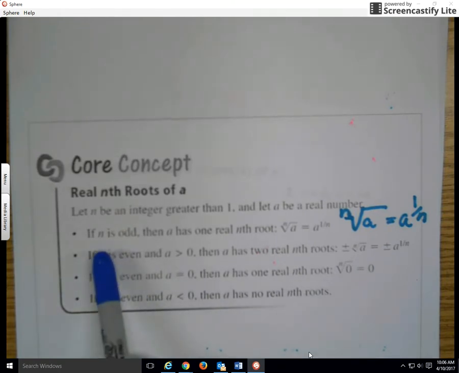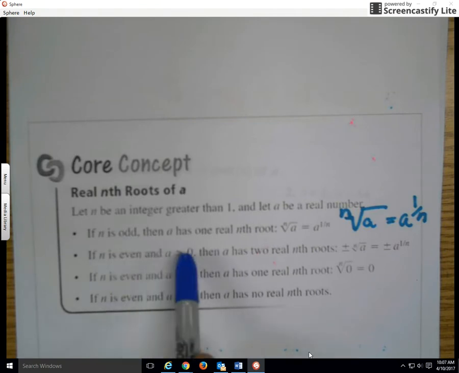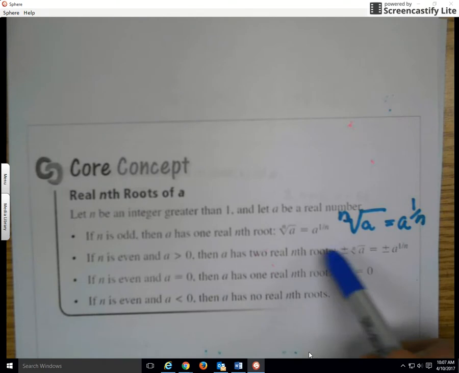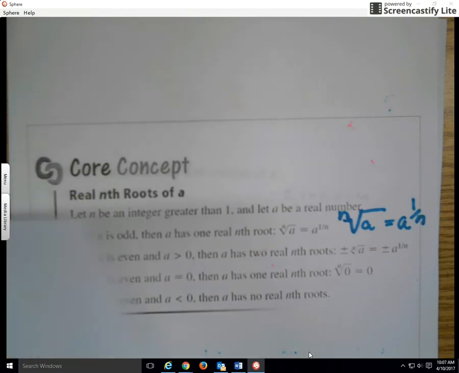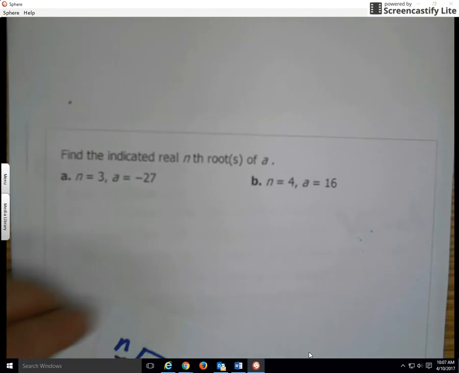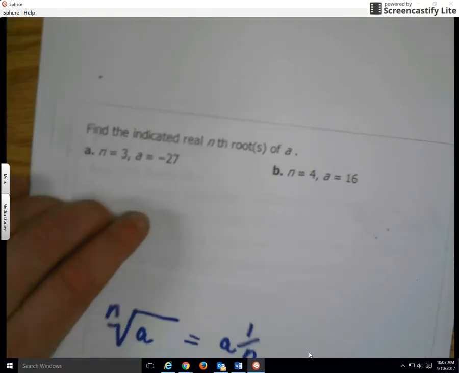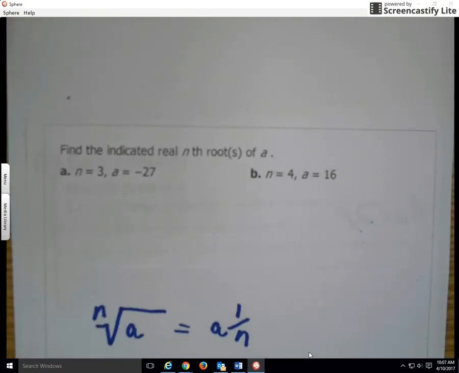But some of the concepts here is if n is odd, then it has one real nth root. And so let's look at this, and I rewrote it here. So let's look at an example real quick here. I'll go ahead and show an example of the odd first. And just to keep things simple, we'll keep this visible for everyone to see.